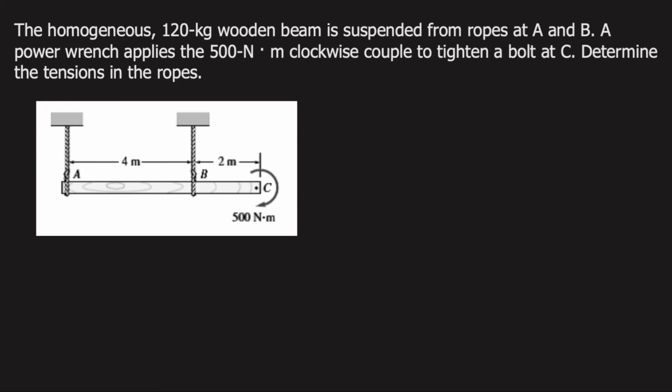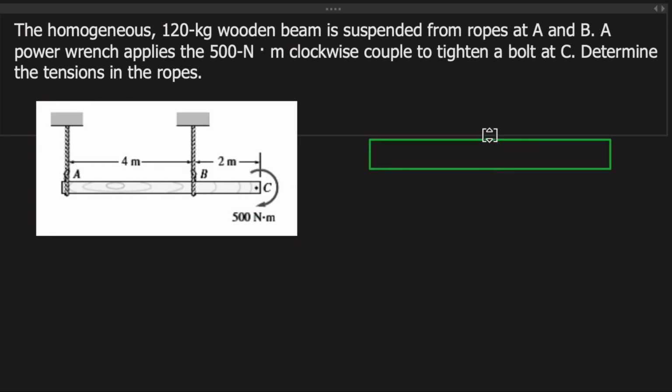The homogeneous 120 kilogram wooden beam is suspended from ropes A and B, while a power wrench applies a 500 Newton meter clockwise couple to tighten a bolt at C here. Now determine the tensions in the ropes. So again, the best thing that we have to do is to draw the free body diagram first. So here's the homogeneous beam.